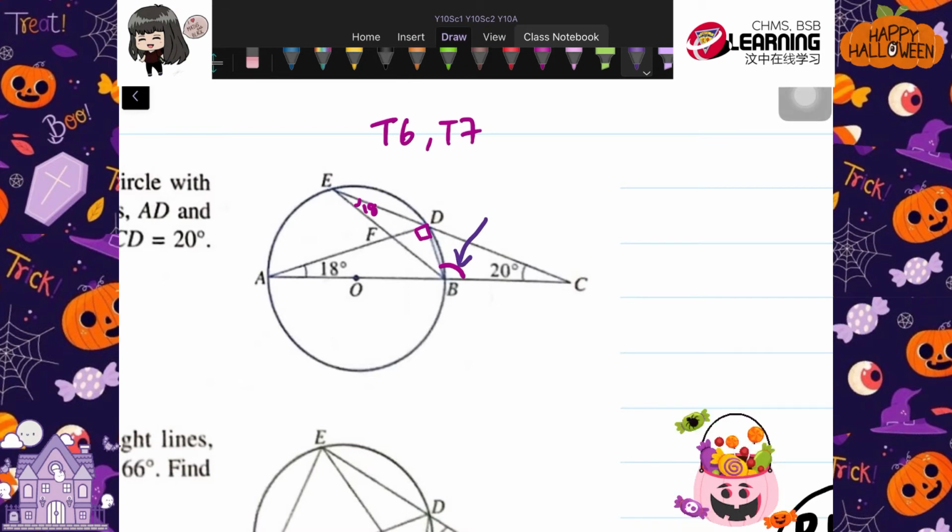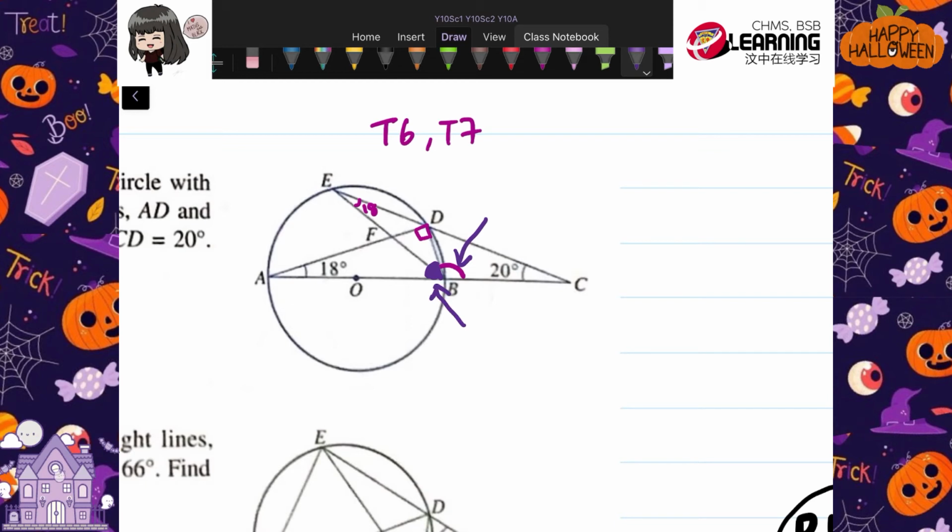Okay, so you see the triangle here. This is a triangle with 90 degrees and this is 18. So basically we can find this angle DBA first. This one. Okay, so angle DBA is equal to 180 minus 90 minus 18. So it's equal to 72.